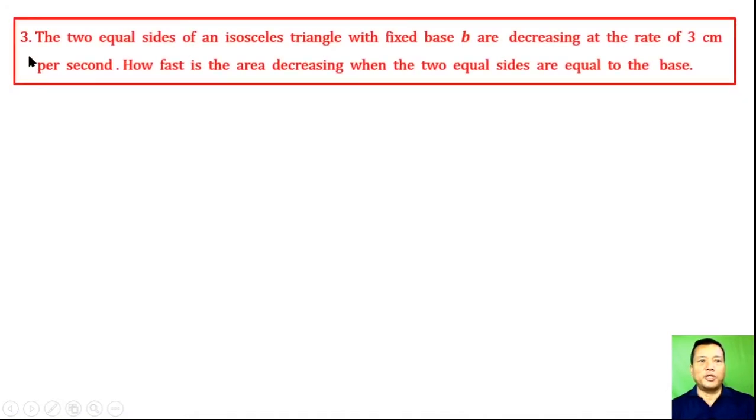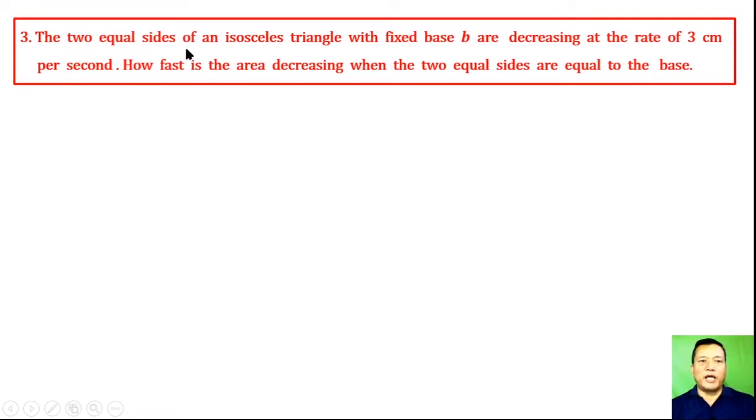For question number 3, the two equal sides of an isosceles triangle with fixed base b are decreasing at the rate of 3 cm per second. How fast is the area decreasing when the two equal sides are equal to the base?